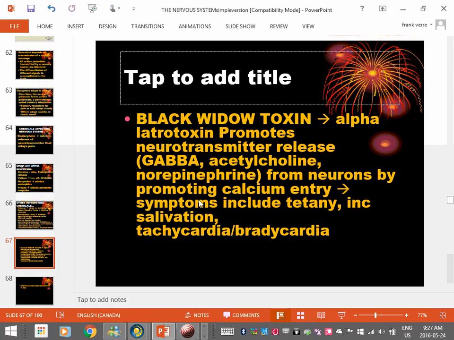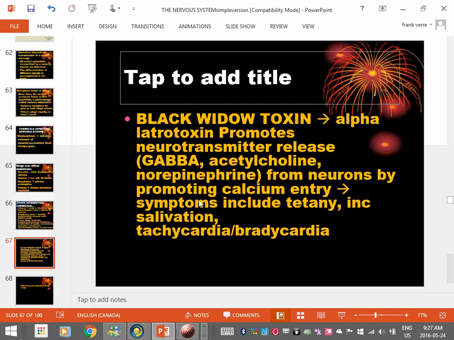Oh, one last one. Let's talk about the black widow. Okay, the black widow. You know what a black widow is, right? Spider. It's got this nasty bite. The black widow has a toxin called alpha-latrotoxin. And what it does is an interesting one because I thought it only promoted the release of one neurotransmitter, but it actually promotes the release of many neurotransmitters.